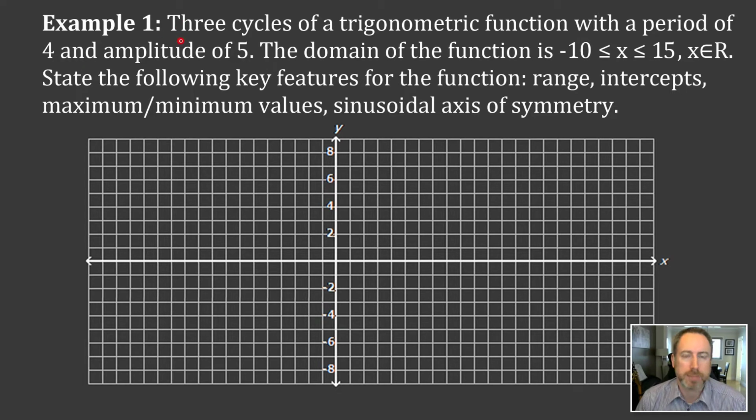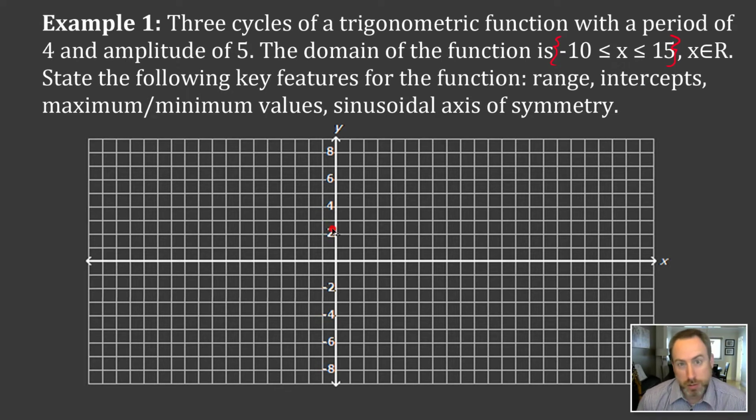So for the first example, we've been asked to sketch 3 cycles of a trig function, so periodic sinusoidal function, with a period of 4 and an amplitude of 5. Let's keep those in mind. The domain of the function is -10 to +15, and to state some key features, we'll worry about all that later. So the domain of the function means we are just limiting what we're going to see. So we're going to draw it from -10 to +15.